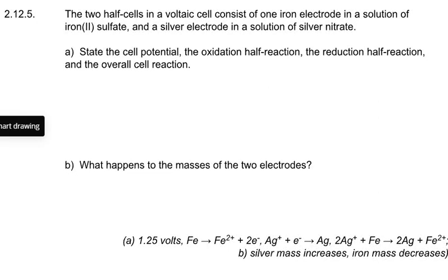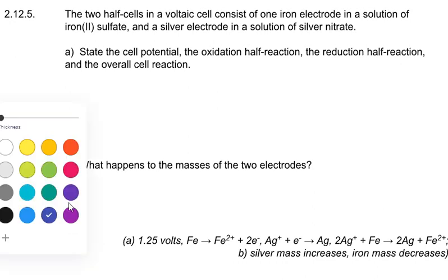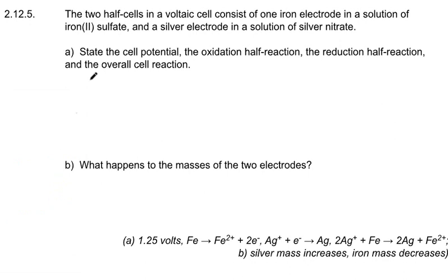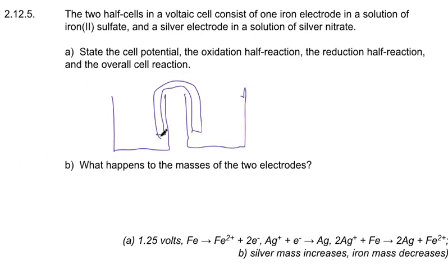Hi-ho, we're still working on analyzing voltaic cells and figuring out their voltage generation and various other details about them. So let's see what they have for us now. There are two half cells in a voltaic cell. I'm just going to sketch this as they describe it. Of course, there's a salt bridge between these two cups.